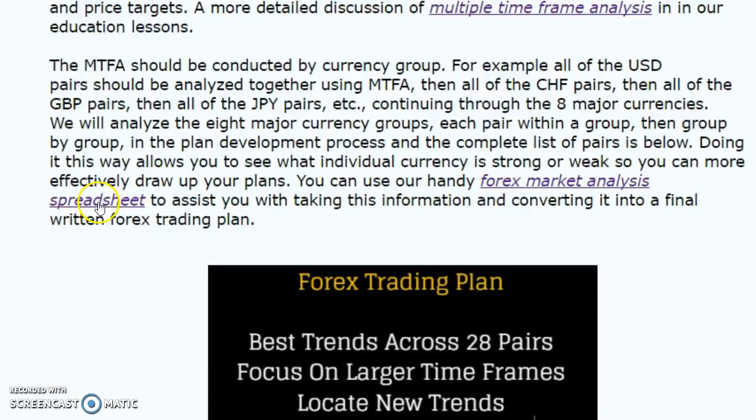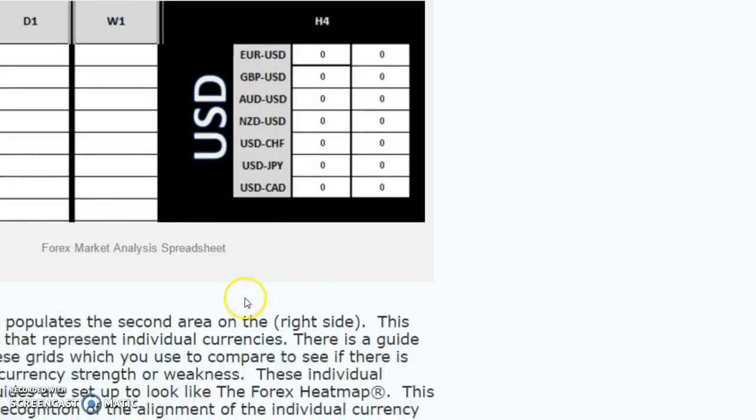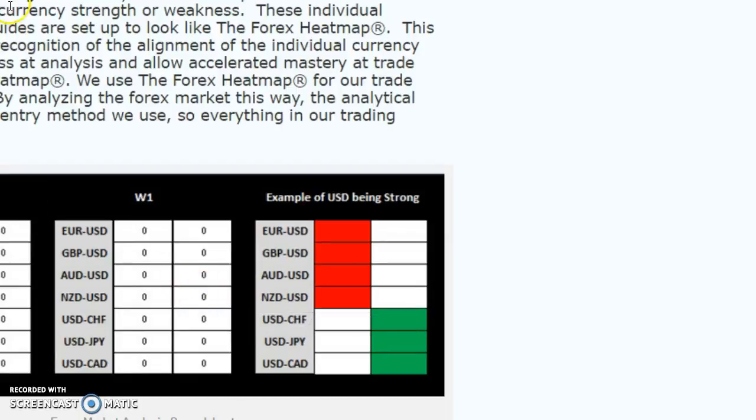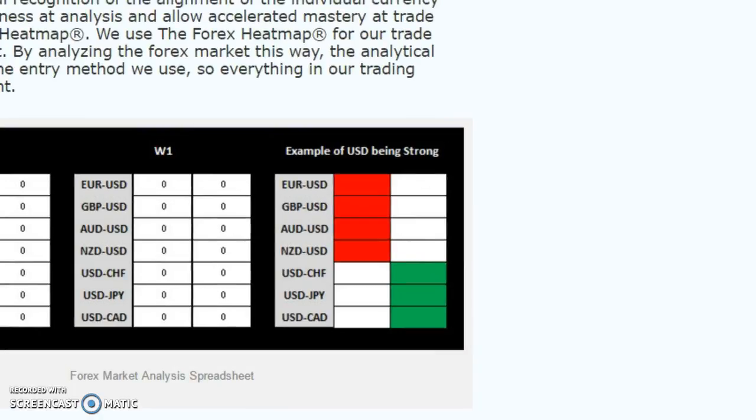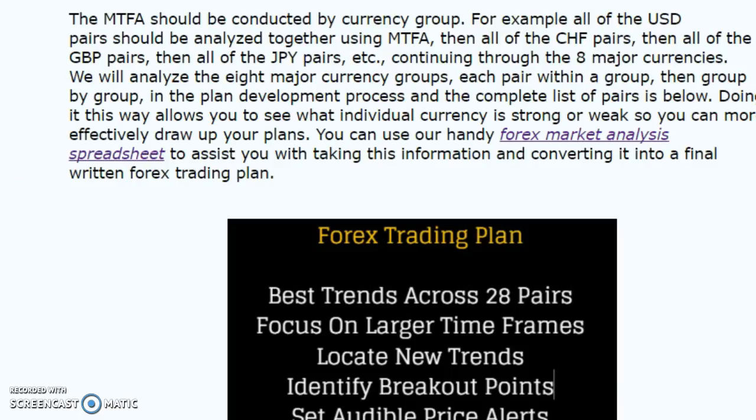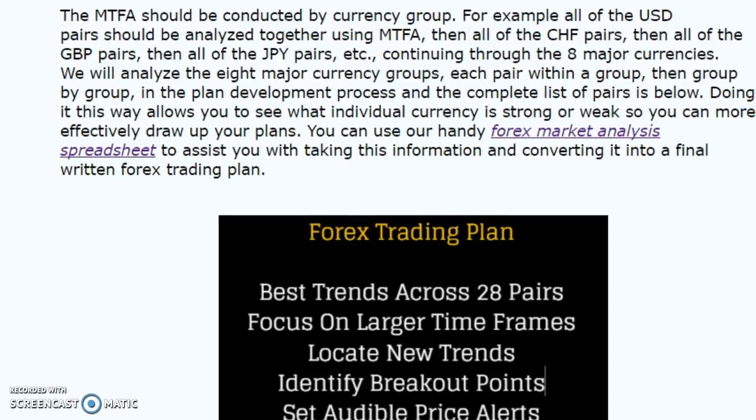We even have a spreadsheet that you can fill out that shows you how to judge what's going on with each individual currency. And if you click on that link right there, it'll take you to our market analysis spreadsheet, and you can look over our spreadsheet right here, and you can fill it out every day, and you'll be able to tell what currencies are moving. For example, these are all the USD pairs together, and you'll be able to figure out quickly if the US dollar is strengthening or weakening by filling out our spreadsheet. You'll do that for 8 currencies.